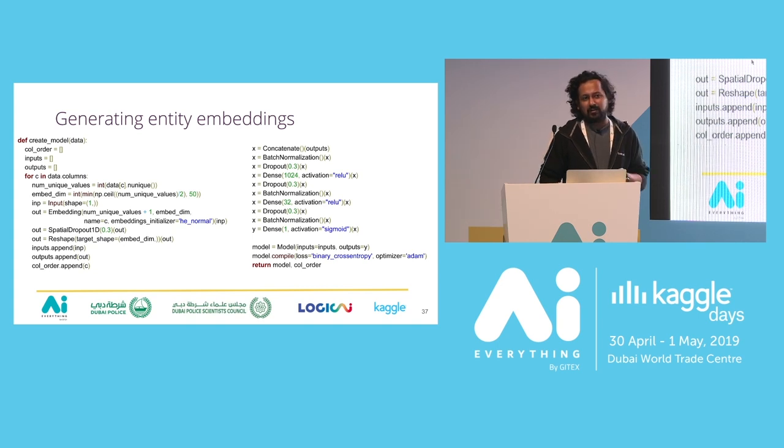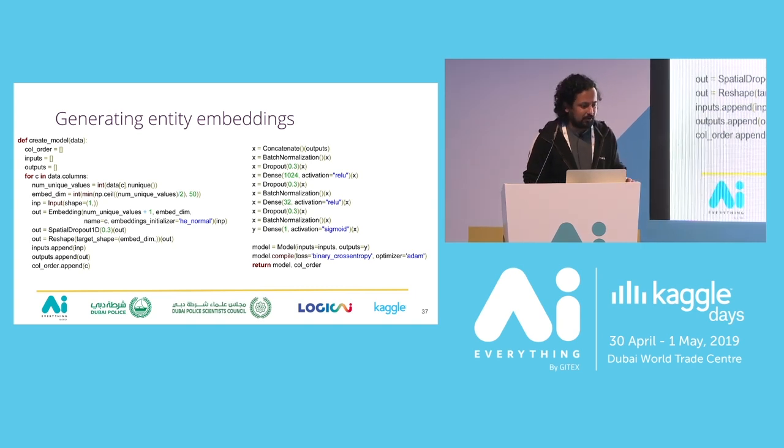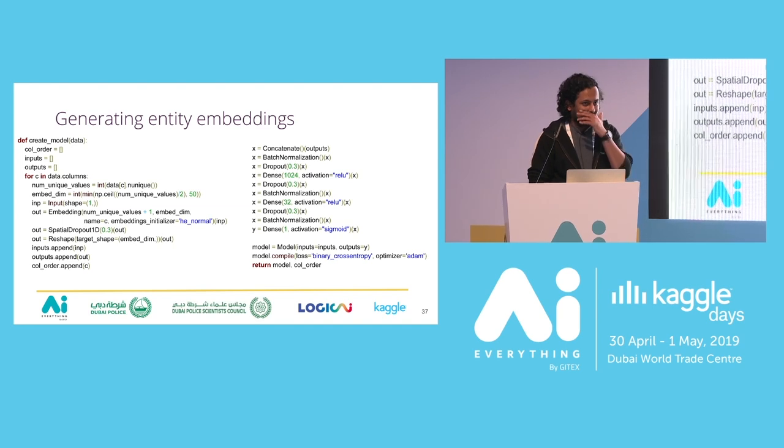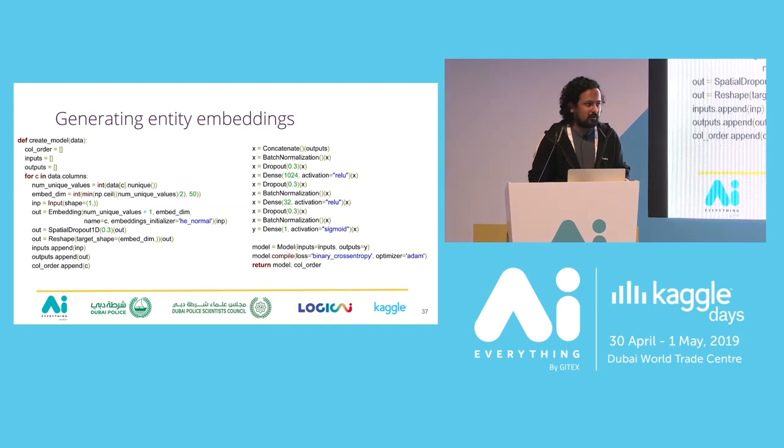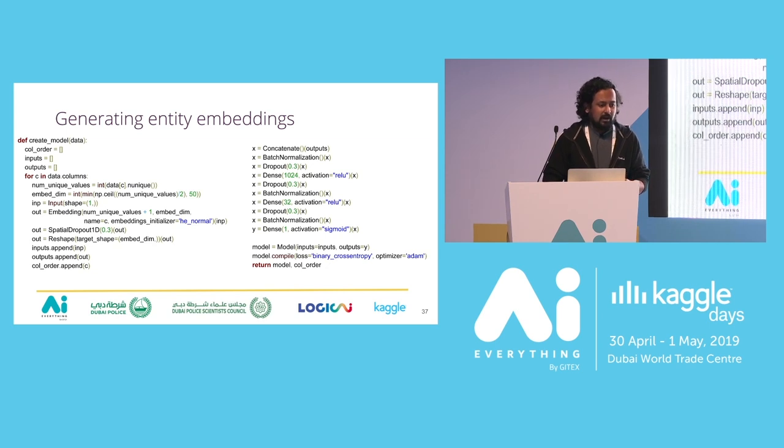You have the embedding layer as the first layer, and you do it for every input of the data frame, every column that you found usable. After that, it's always a good idea to apply some kind of dropout for regularization. And then I reshape it to the same embedding dimension. The dimension of embedding is chosen such that the maximum dimension is 50, and otherwise it's the number of unique values divided by 2, whichever is the minimum of these.